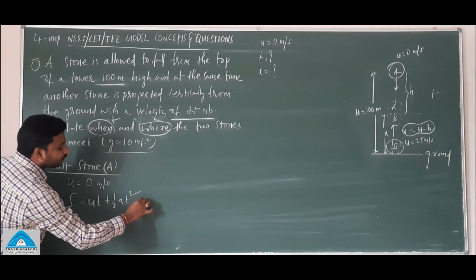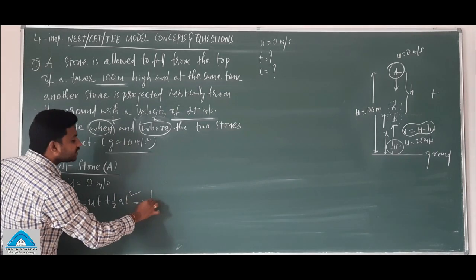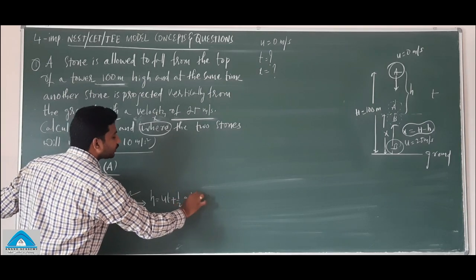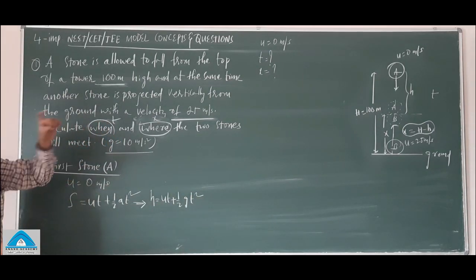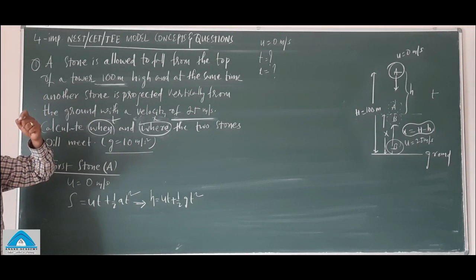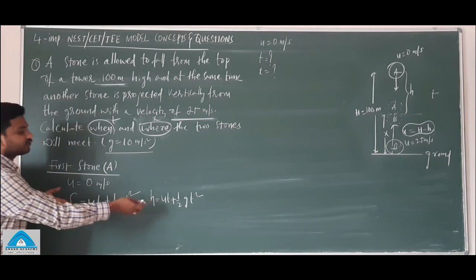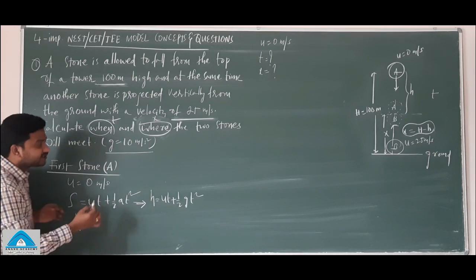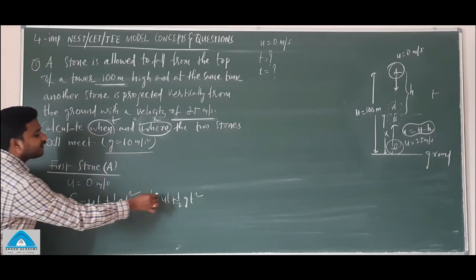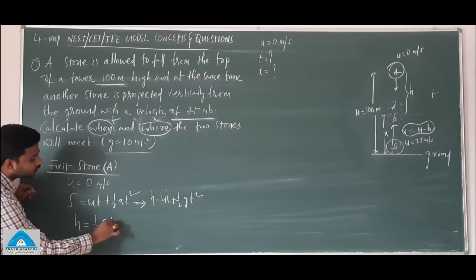In case of equations of motion under gravity, this becomes h is equal to ut plus half gt square. Let us substitute in the first case. At the time of meeting the other body, h is the distance traveled to meet the body B, which is equal to initial velocity 0 into t, plus half into g into t square.